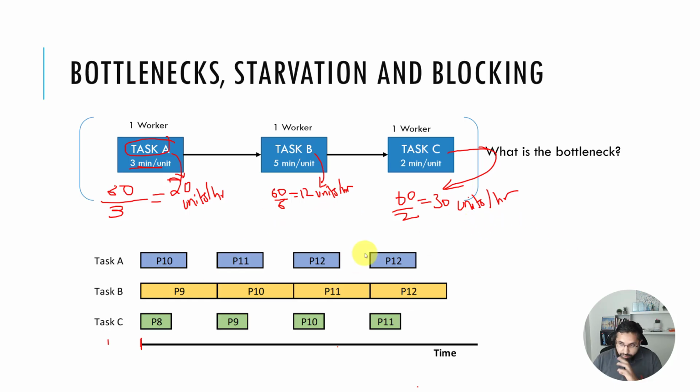Now, task A has a capacity of 20. Task B has a capacity of 12. Task C has a capacity of 30, but the total process capacity is going to be this one, 12 units per hour. This entire process can only give you 12 units per hour in steady state. If you have lots of WIP in front of C in the beginning, it may give you more than 12 per hour, but as that WIP is eaten up, you'll go back to 12 units per hour. So in steady state, in the long run, the process capacity equals the capacity of the bottleneck. Why? Because of blocking and starvation.